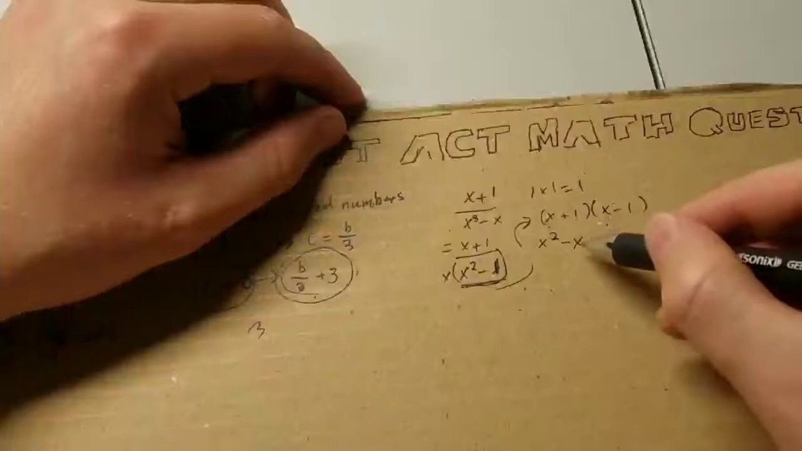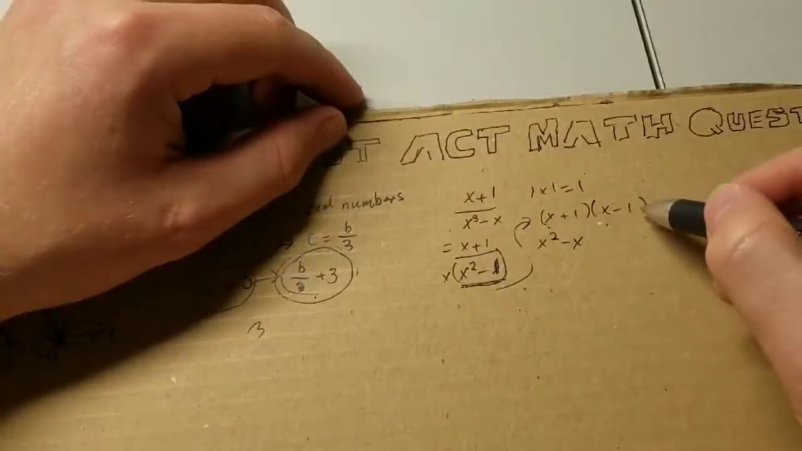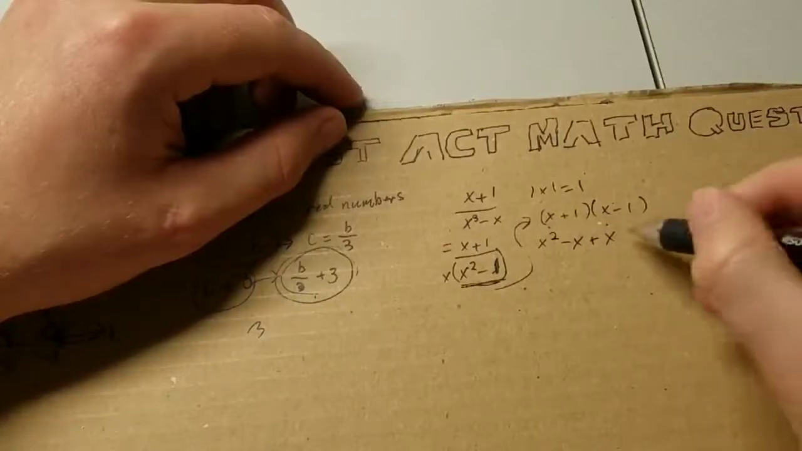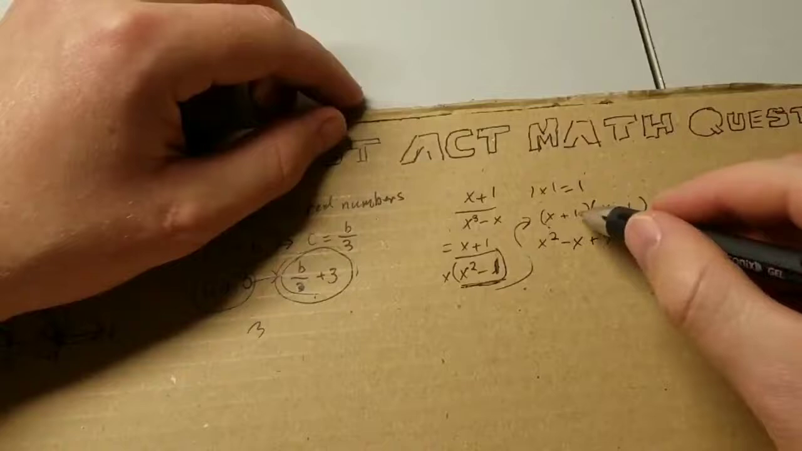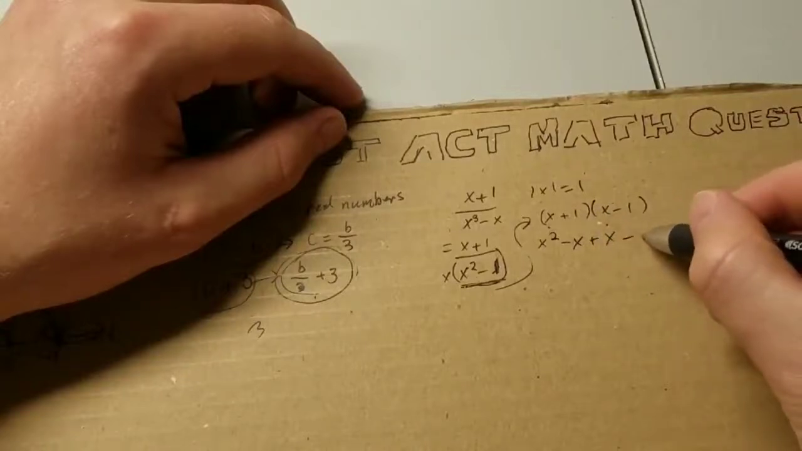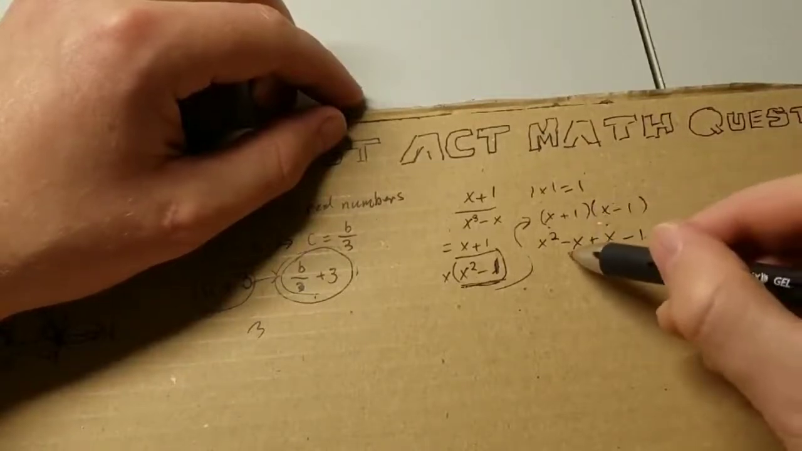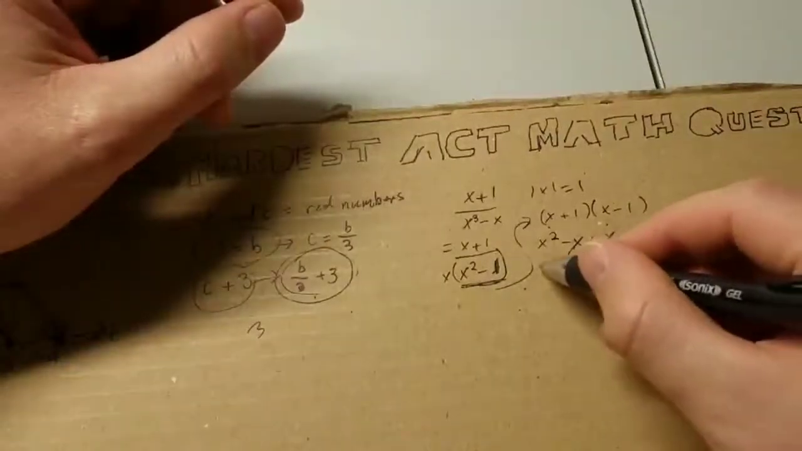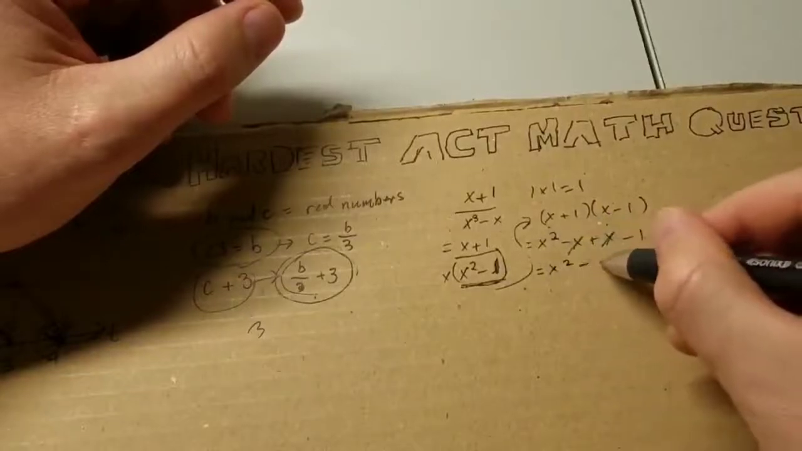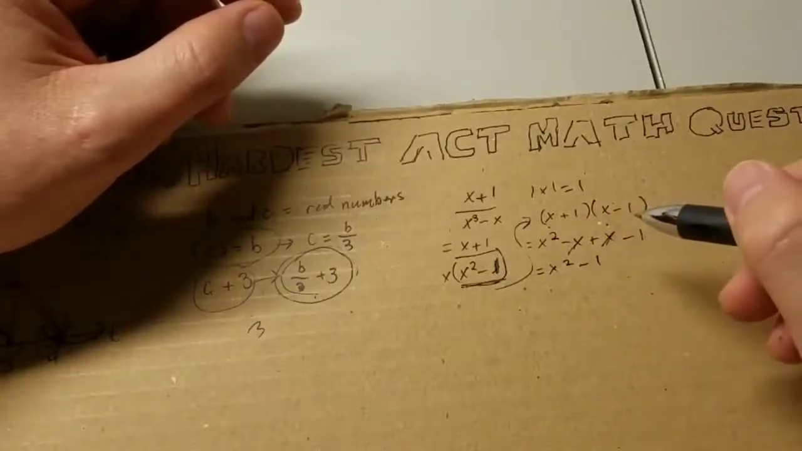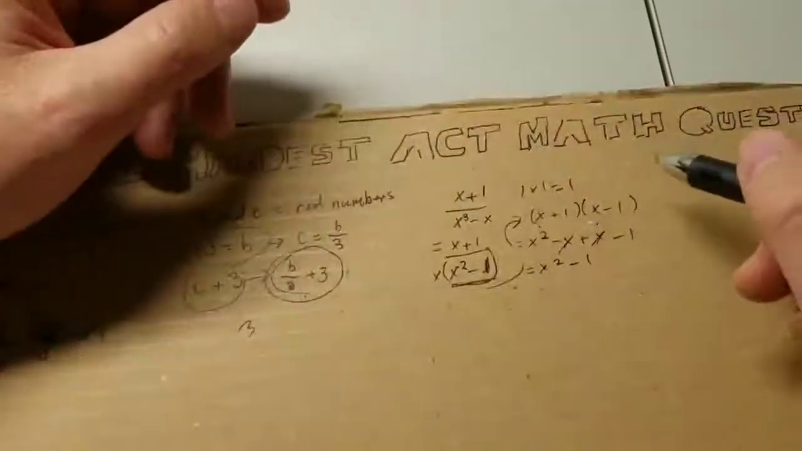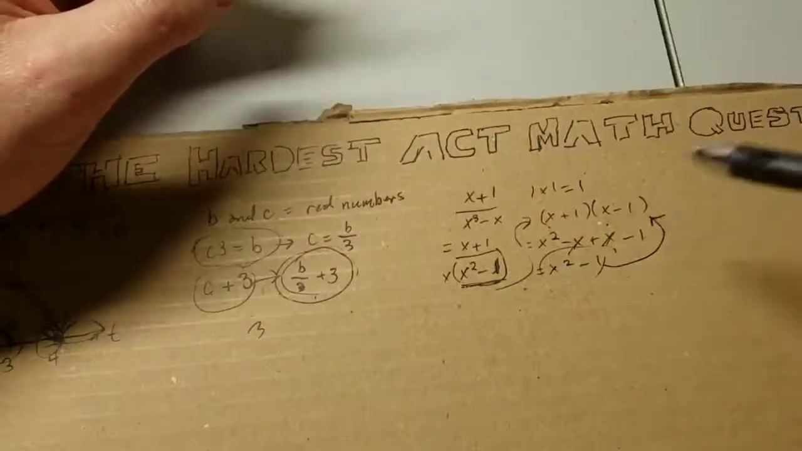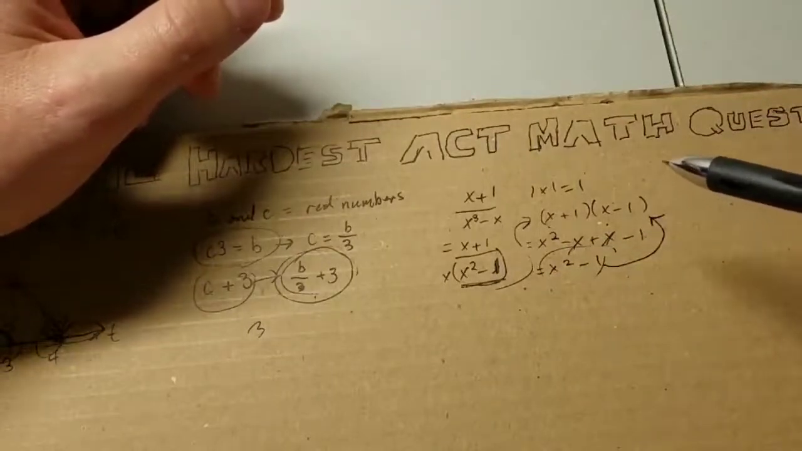X squared minus x, and then we distribute that 1 and we get 1 times x is x, 1 times -1 is -1. And negative x plus x is 0. And we are in fact left with x squared minus 1, sorry. So that's all to say that this can be broken up into that.